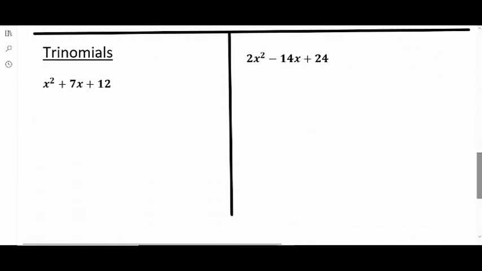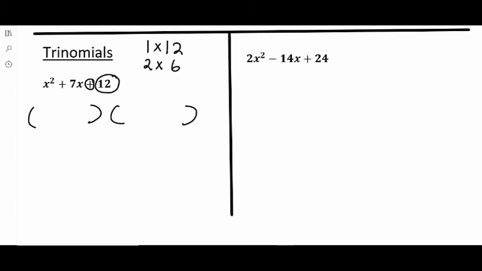Now, trinomials take on the same form as difference of two squares, where you have two sets of brackets, but the pluses and the minuses are not as straightforward. For trinomials, we look at the constant term, which would be the 12 in this case. The sign doesn't really matter too much. It's more just this number that I'm interested in. And you list the factor pairings of 12. Well, we have 1 and 12, 2 and 6, 3 and 4.